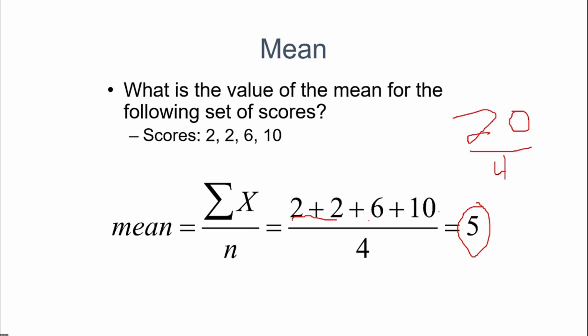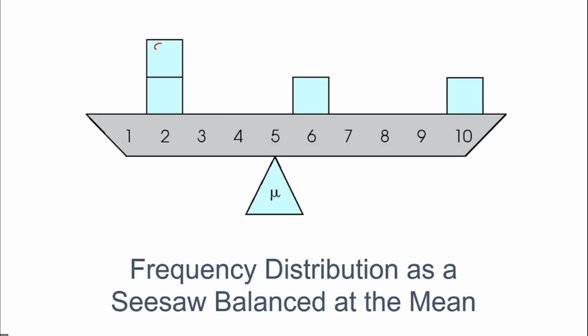Let me do this in a different way. Let me show it on a seesaw. I like the seesaw example because it will help us in a few minutes when we look at outliers. So I have the same scores: a 2, a 2, a 6, and a 10. We already calculated the mean in the slide before, and we know the mean is at 5. This Greek letter mu often describes the population mean when we're using Greek letters. So this 5 balances all of the scores. We can think of the mean on a seesaw as balancing all the scores. I'm going to come back to that in just a second and why that's important.